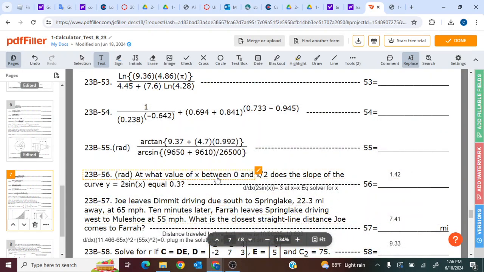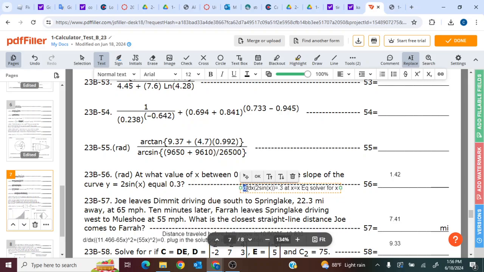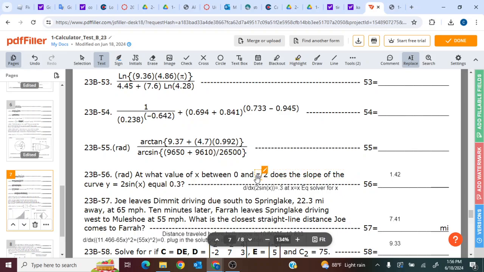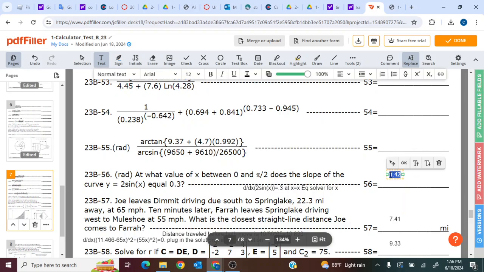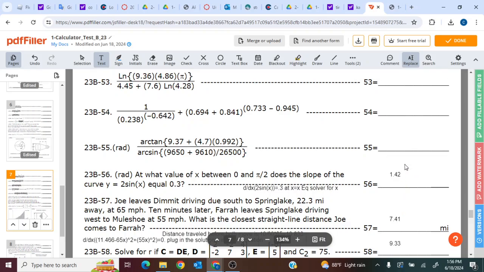Now what value of x between there and there, the slope of that 2 sine of x, equal to 0.3? Well, go to EQ solver. The derivative of 2 sine of x is equal to 0.3 at x equals x, and then you use EQ solver for x. If you do that, make sure you have a good guess that's between these two values, so you don't get something like 5 pi over 3 or something weird like that. And if you do that, you will get a value of 1.42.